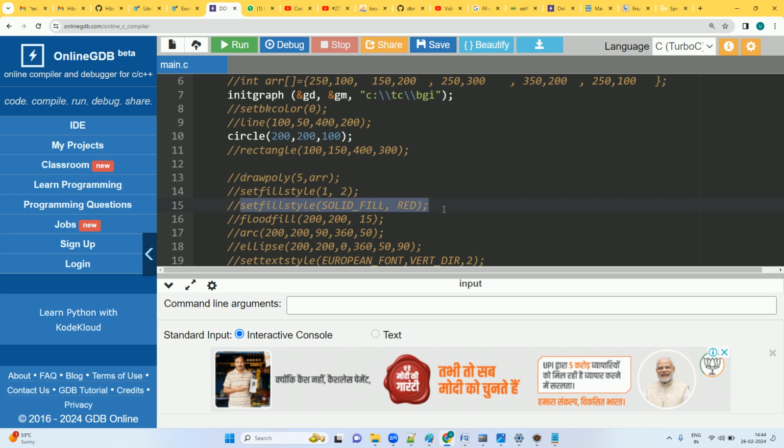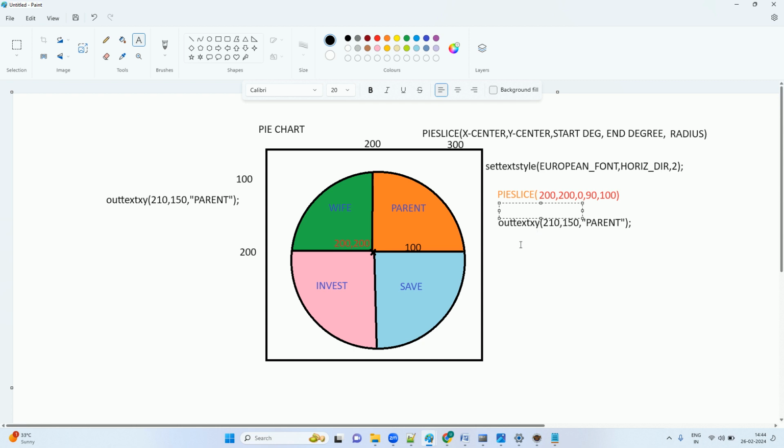So if I take this now, for this coordinate, I want a set fill style of solid fill and color. Is there color orange? Red is 4. Yeah, so I've taken the names over here now. Solid fill and red. Okay, so this will set the style, correct? Set fill style. Yes, no, maybe. Okay.